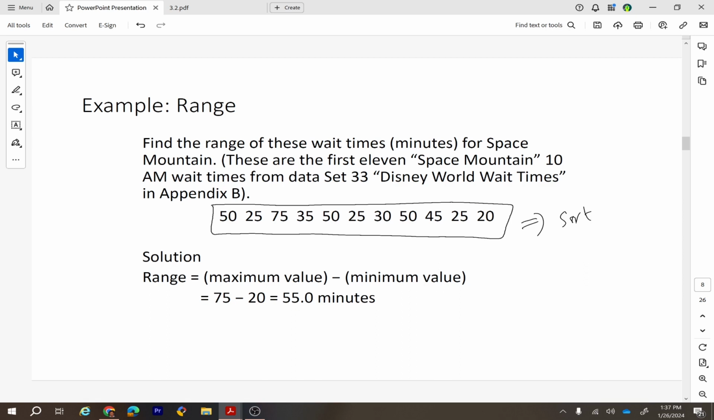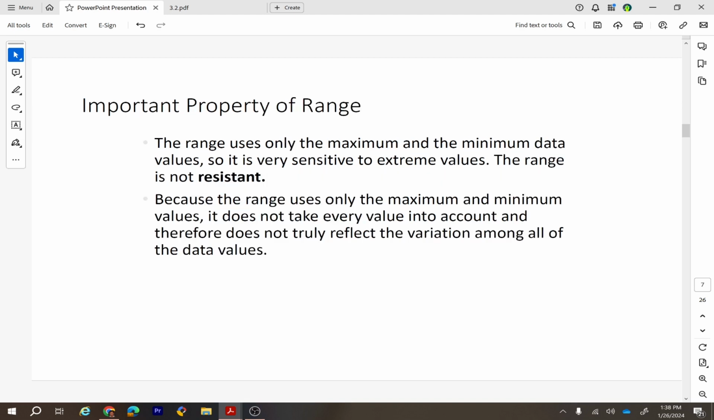In this data set, this is the maximum value and this is the minimum value. The difference between these two values is the range, which is 55 minutes. Keep in mind, the range is not resistant, meaning an outlier is going to affect the value of the range. So if you have a big outlier, that will also affect the value of the range.